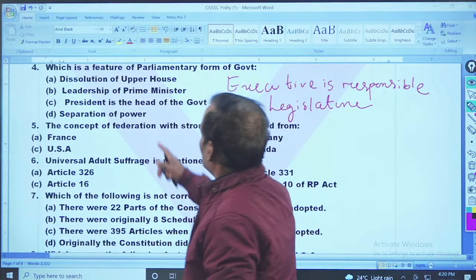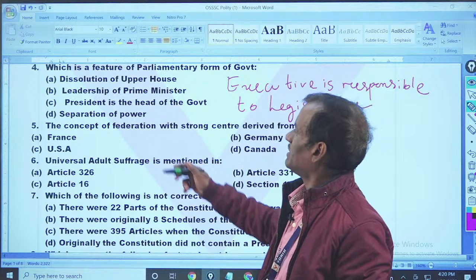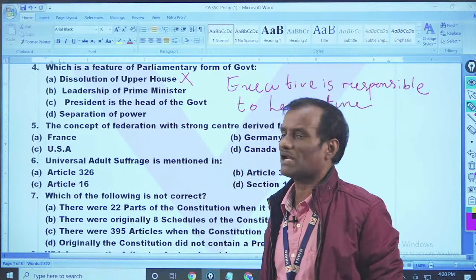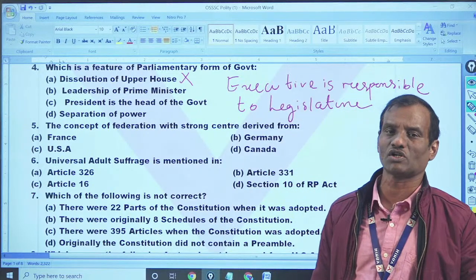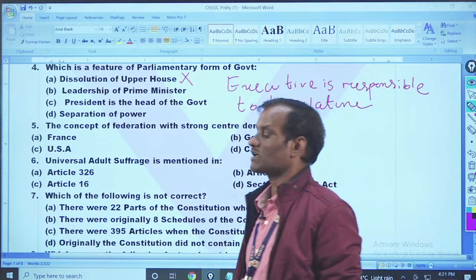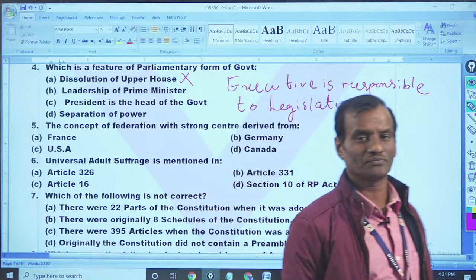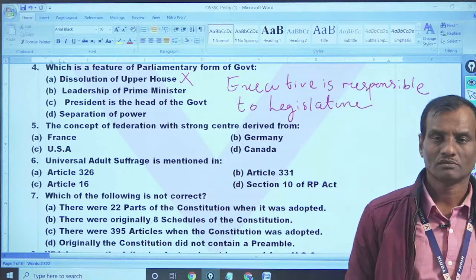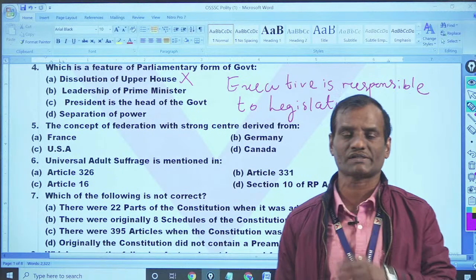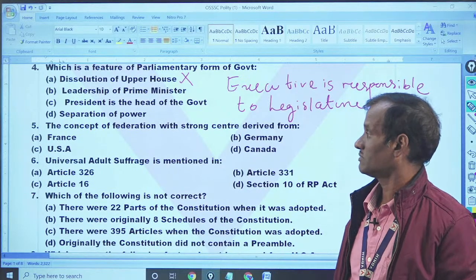Next option: dissolution of the upper house. The upper house means Rajya Sabha. Rajya Sabha is never dissolved. Rajya Sabha has no term. Rajya Sabha is a continuous permanent chamber. It is never dissolved. Only 1/3 of its members retire at the end of every 2 years. So there is no dissolution of upper house.